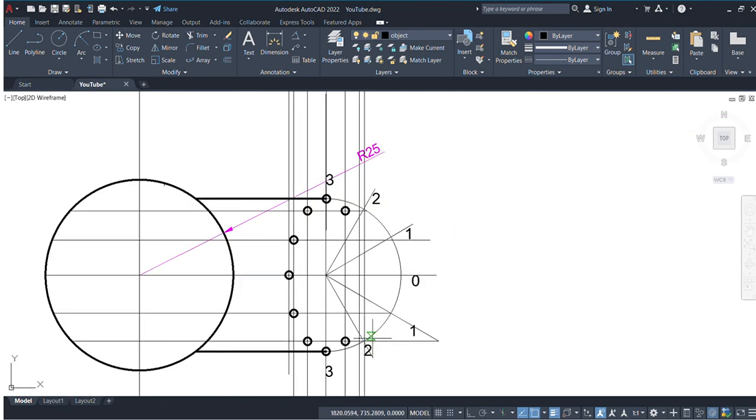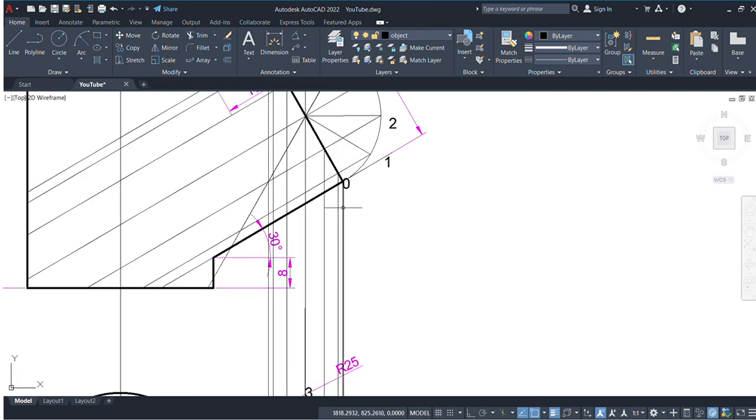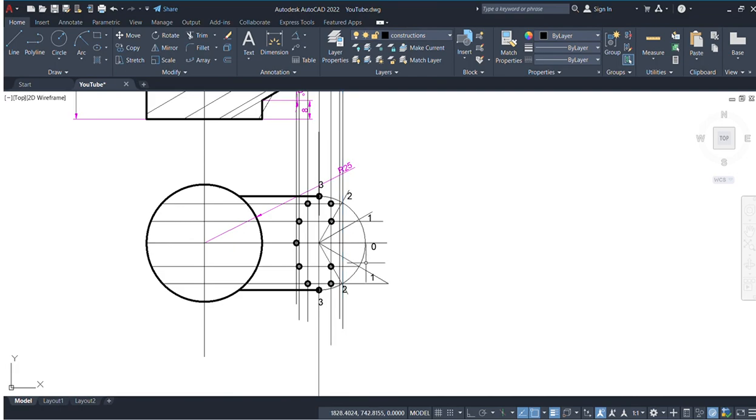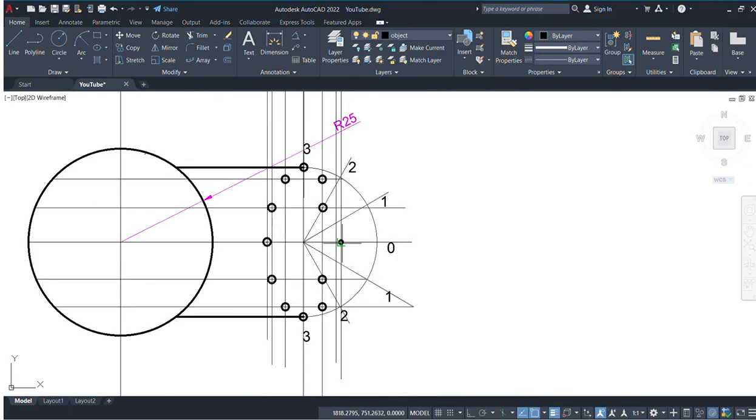So we come to number one, this line number one, and this line number one. Then finally, line zero. After line 1, this is line 0. Fold it down, it meets line 0 on the plan at this point. So I think this one we did wrongly. This is point 1. So this one is wrongly placed there.